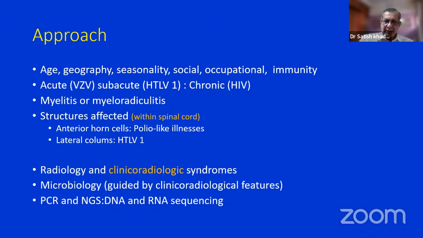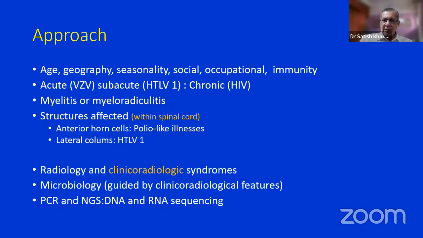When it's only myelitis, then we try and decide what is affected. For example, if the anterior horn cell is affected, it will be a polio or polio-like illness. Involvement of the lateral column will be HTLV1. So clinically, the first few factors are demography and immunity, then the course of the illness, then cord alone or cord plus root or cord plus whatever, and then structures affected within the spinal cord. That is the clinical approach to the problem.